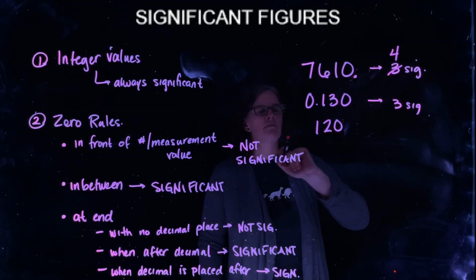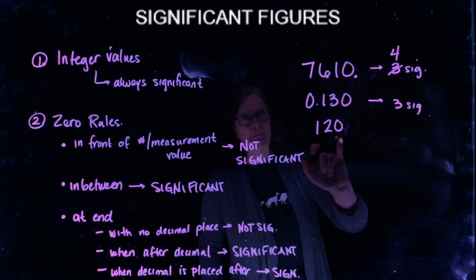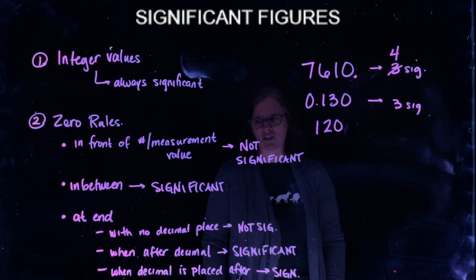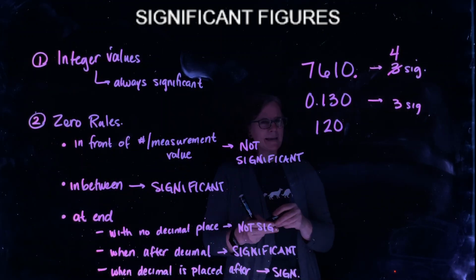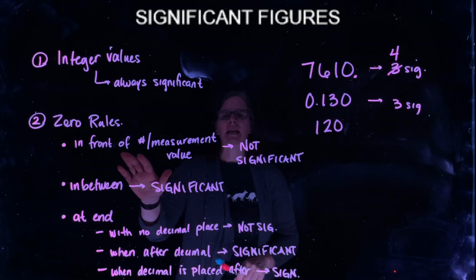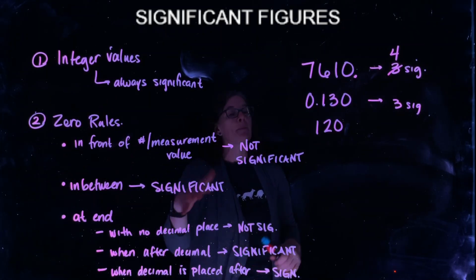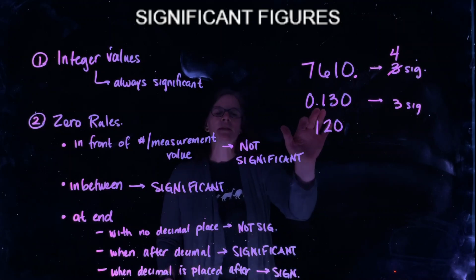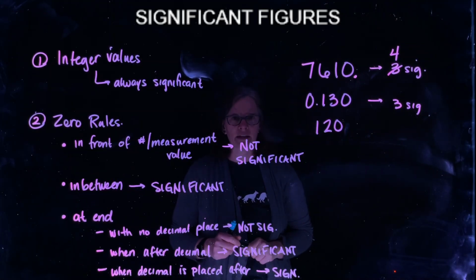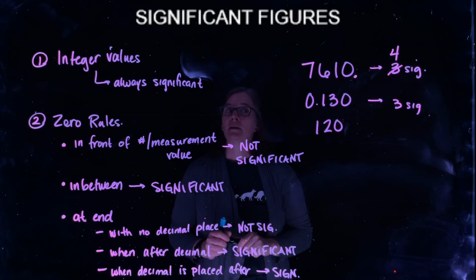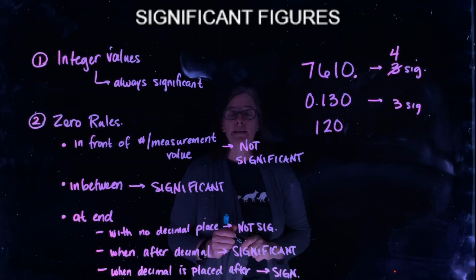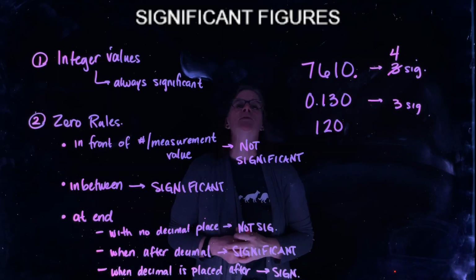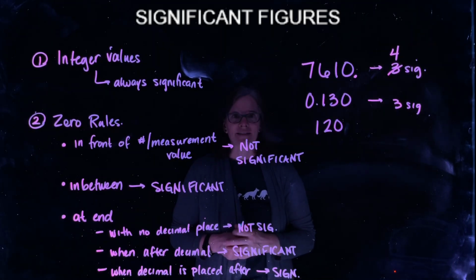With no decimal there, that zero is not important. It is 120, but that zero is not significant. And I end up with 2 significant digits. So the zero rules can be a little cumbersome, but you basically want to keep in mind that any number of zeros in front, not significant. If they're in between, they're significant. These two seem a little logical. And then when they're at the end, if I'm dealing with a number with a decimal point, anything at the end is significant. If I'm dealing with a whole number and there's no decimal point, those zeros are not significant. If I'm dealing with a whole number and there is a decimal point presented, those zeros are significant. All right, so those are the rules.